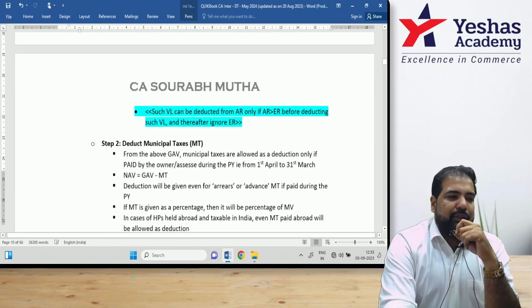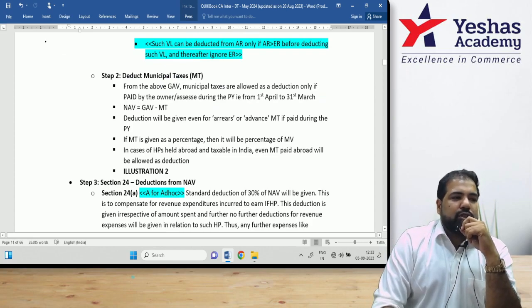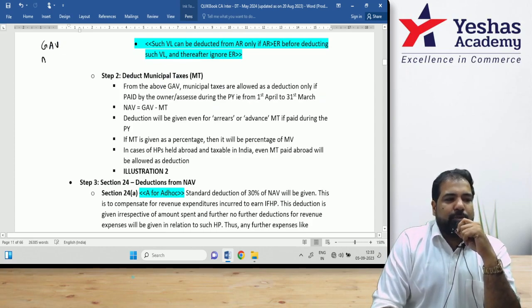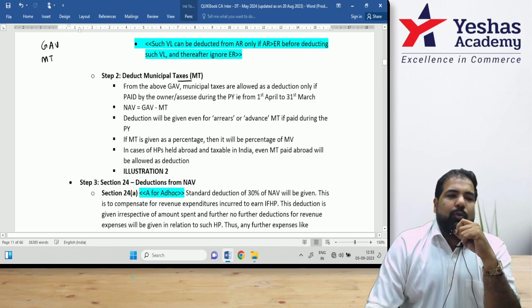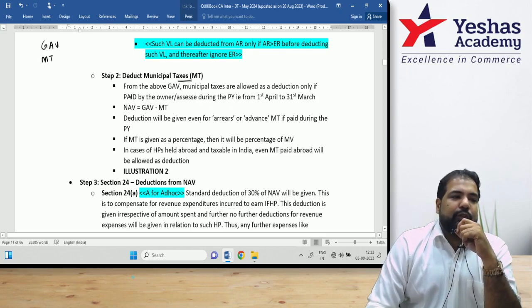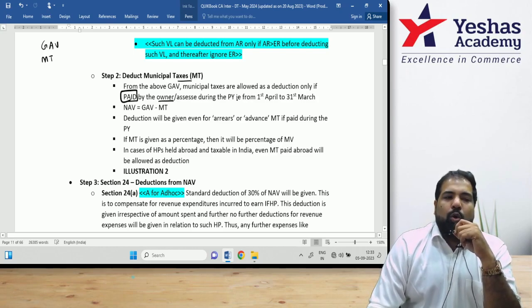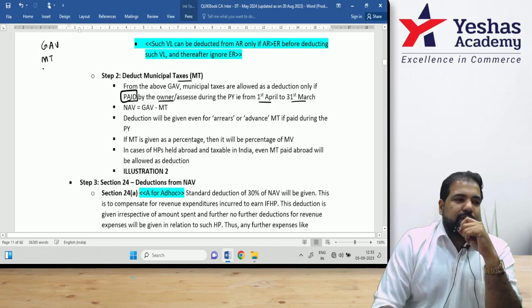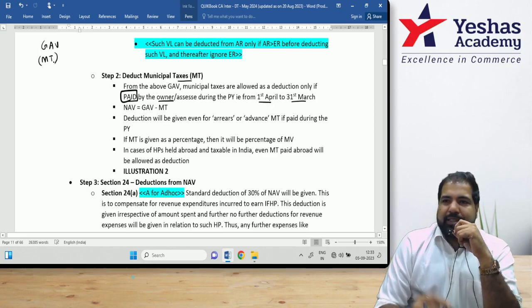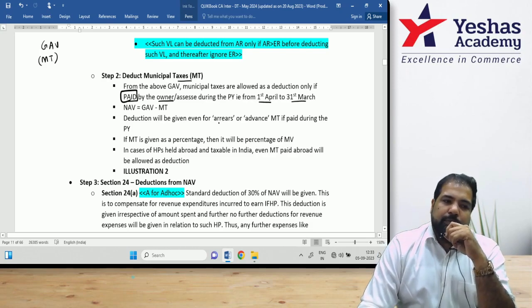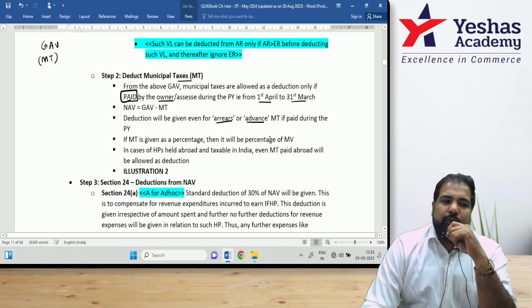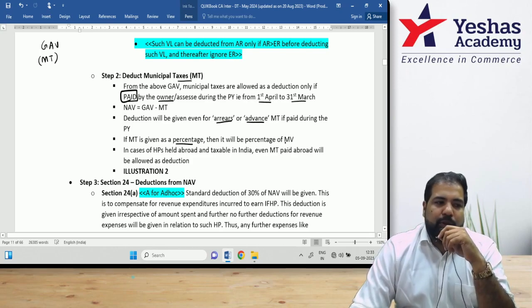Now, vacancy loss we've understood as a concept. Now, when you get GAV, guys, what is the first thing you minus? Also called what, guys? Property tax. Only if it is paid. Paid by whom? Owner. From 1st April to 31st March, you can minus municipal tax. Guys, what if you pay in advance? You will get. What if you pay arrears? Still you will get. And sometimes it's given as a percentage. Apply the percentage to municipal value.